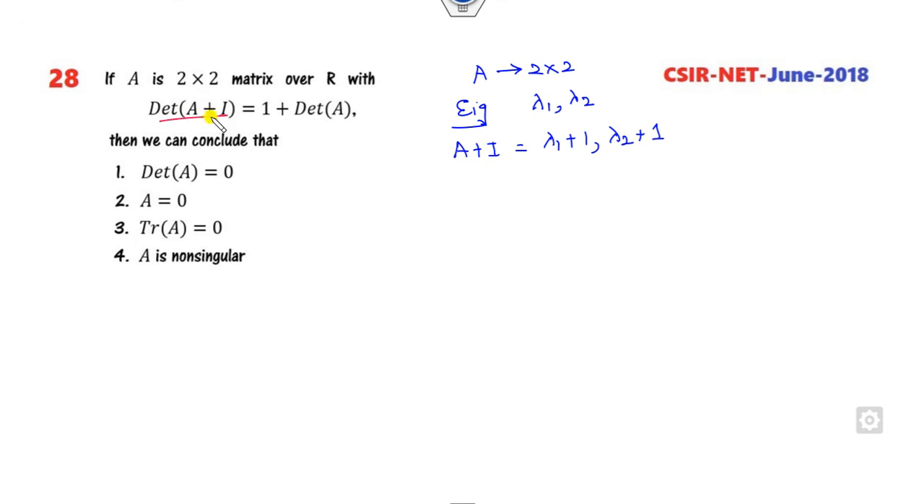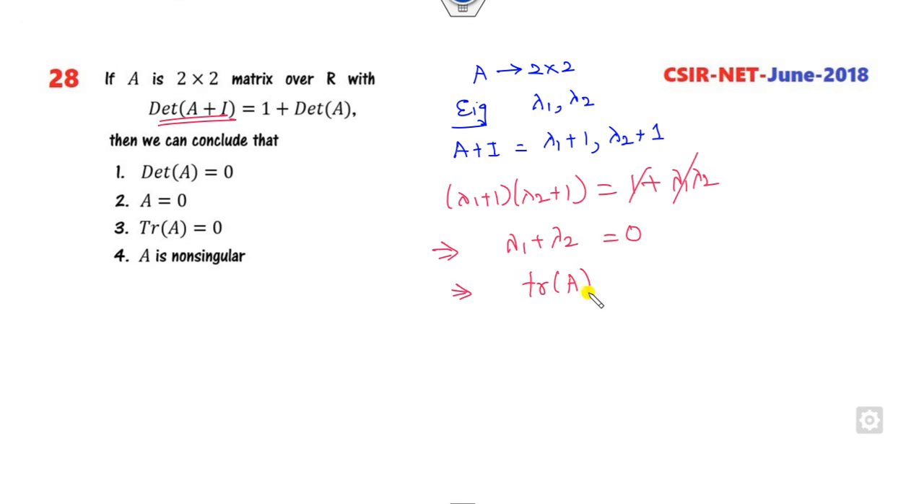Now you can substitute here. What is the determinant of this? That is a product of the eigenvalues, which is 1 plus lambda 1 times 1 plus lambda 2. Now if you open them, the 1 will be cancelled out. The only pair will be here. What is the meaning of that? This is trace of A is 0, which is the correct answer of the problem.